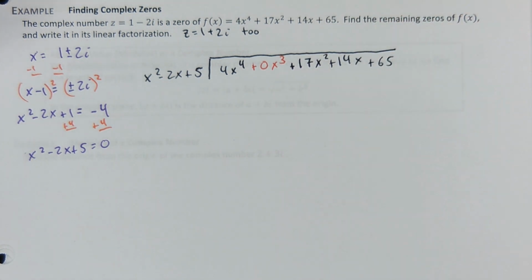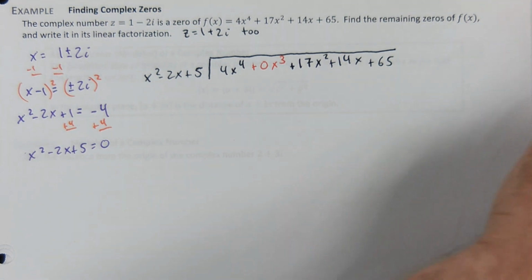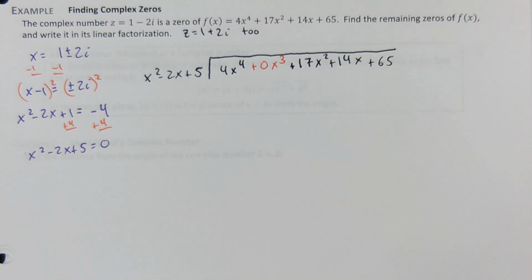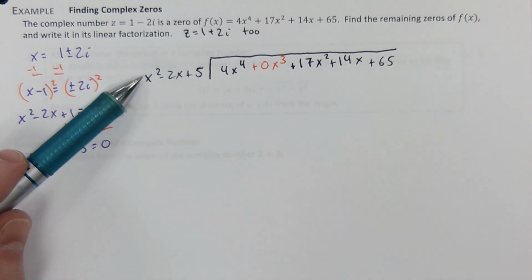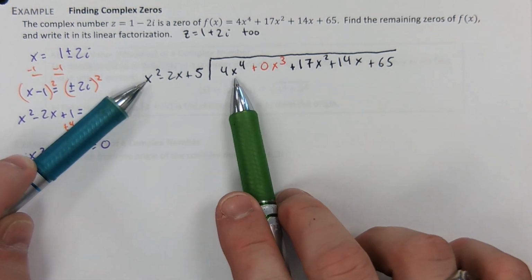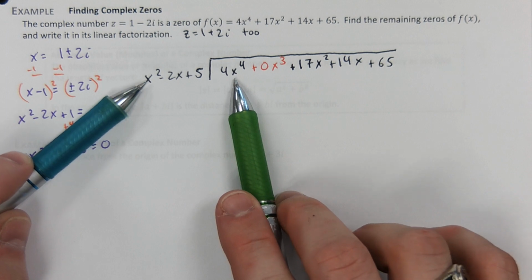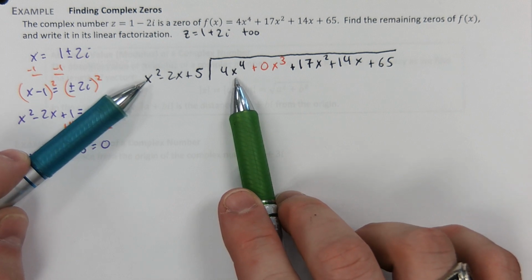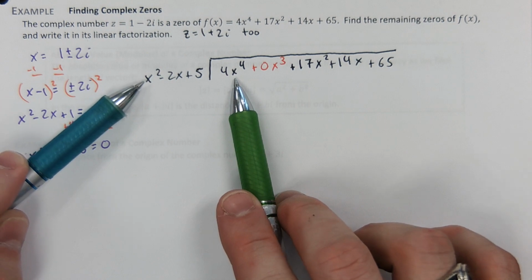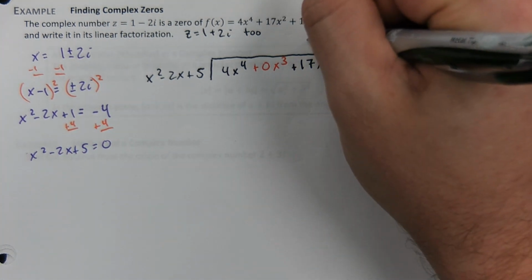There we go. Our job is to make this x squared become a 4x to the 4th. What do I multiply by? I need a 4 and I need 2 more x's, so 4x squared. I'm going to put that way over here so that my like terms line up.